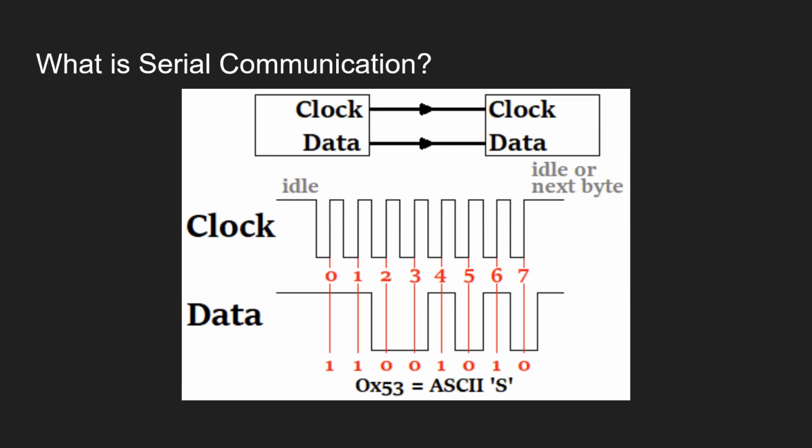So in general, they all work with a clock and data. Every time the clock goes from high to low, that's a clock ping or pulse, it reads the value of the data line. If it's high, it's 1, if it's low, it's 0. With this clock and this data line, we're able to transmit 11001010. And in ASCII, that corresponds to S, the character.